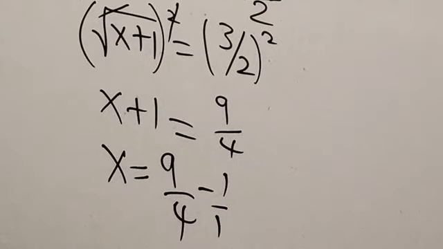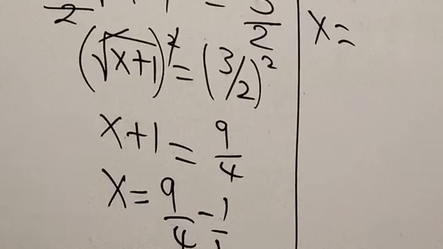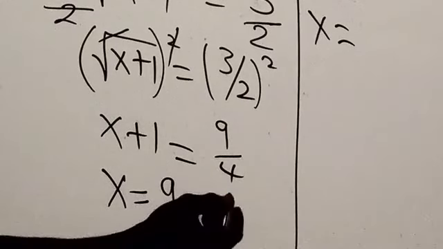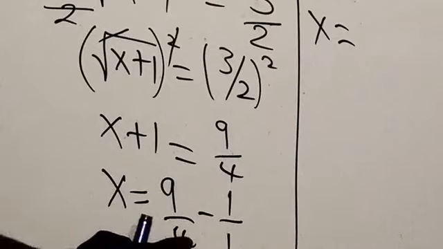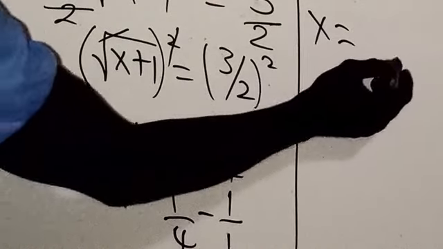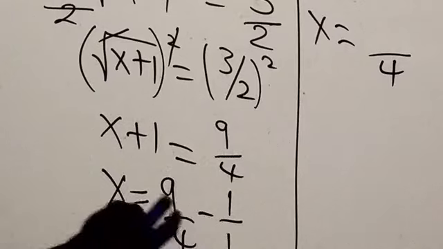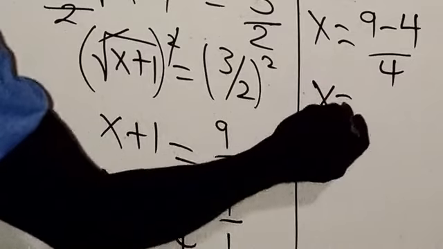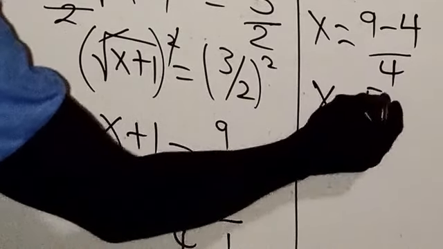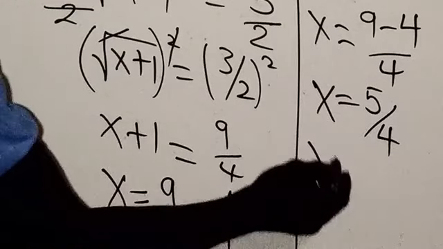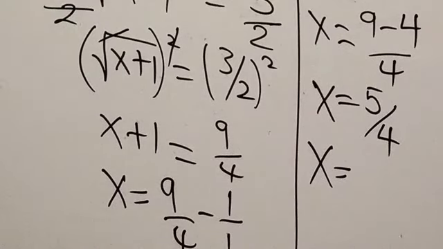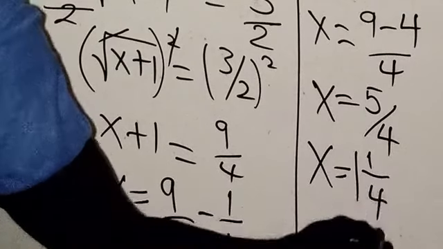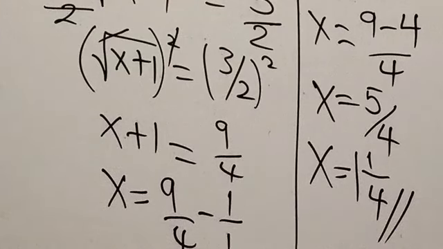Now let's write this as a single fraction. We're going to have x equals, first of all, we have 4. 1 times this, we have 1 times 9, that will be 9 minus 4. We have x equals 9 minus 4, that will give us 5 over 4. We have x equals 5 over 4, or 1 whole number and 1 over 4. And that's the solution.